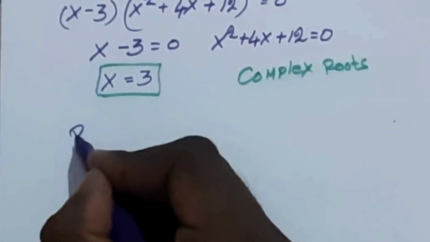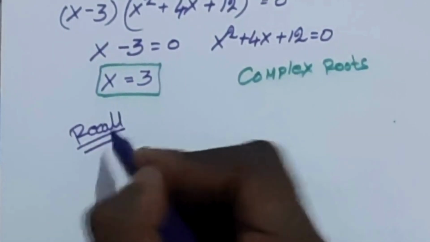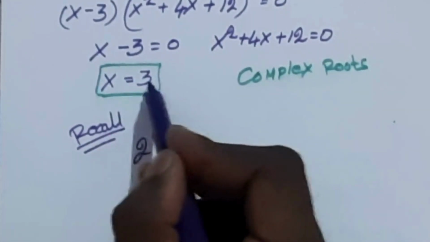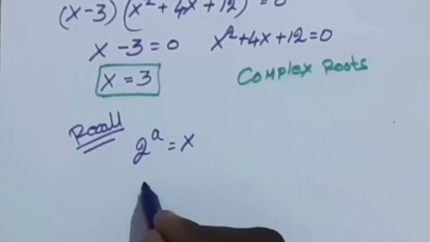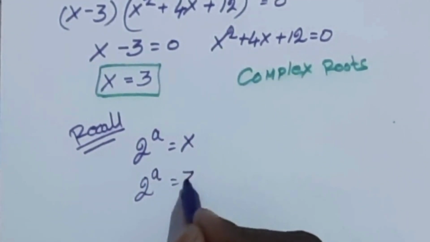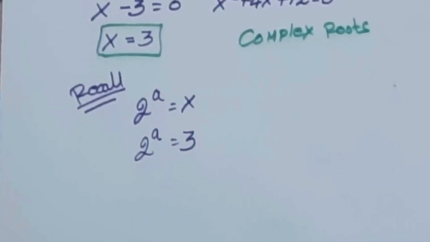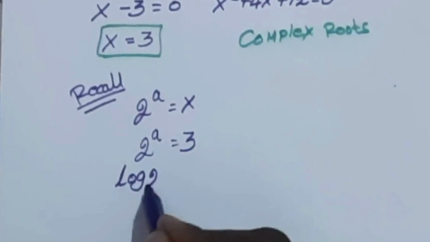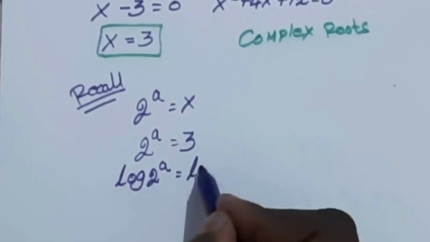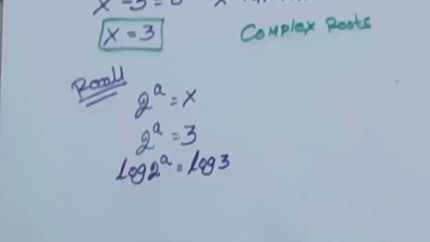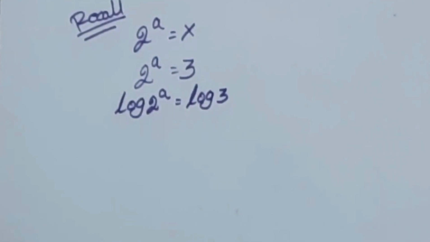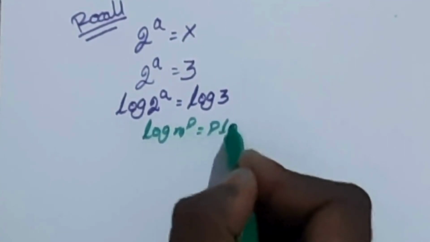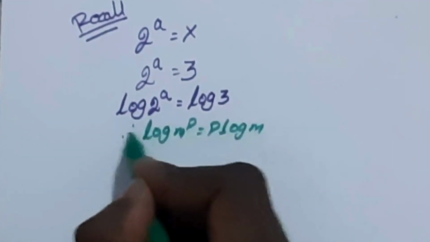Let us recall that 2^a = x. Now we know that x = 3, so 2^a = 3. Now we have to find a here, so take a log on both sides. Log 2^a = log 3. Now we are going to apply this log power formula: log m^p = p log m. This formula we are going to apply here.